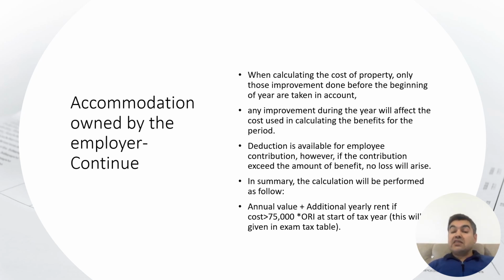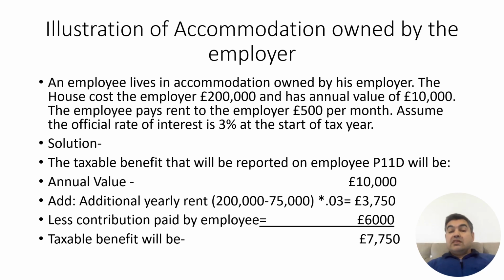Deduction is available for employee contribution. However, if the contribution exceeds the amount of the benefit, no loss will arise. It's unlikely these days because in the UK, the property value just keeps increasing, not just in the UK, in every part of the world. So it's unlikely that the property value would go down. In the following screen, the way you need to calculate is annual value plus additional yearly rent if the cost is more than 75,000, times the rate which will be given to you in the tax table.